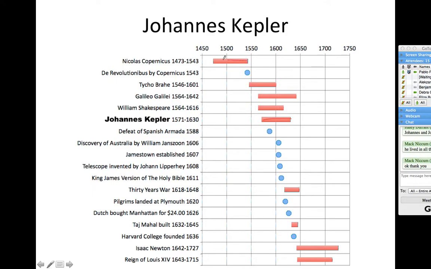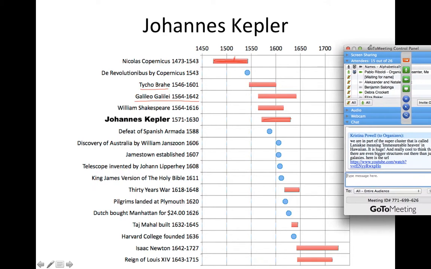Here we have Copernicus, who came up with the idea of the heliocentric model. He probably published that idea around here. And Kepler was born just 20, 30 years after that. Here we have Tycho Brahe, the other astronomer that I was talking about, and Galileo Galilei. Remember that we talked about Galileo and some of the discoveries that he did together with Copernicus. So what were some of the things that Galileo discovered? What do you remember from that class?